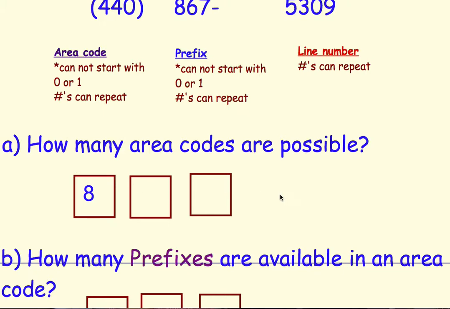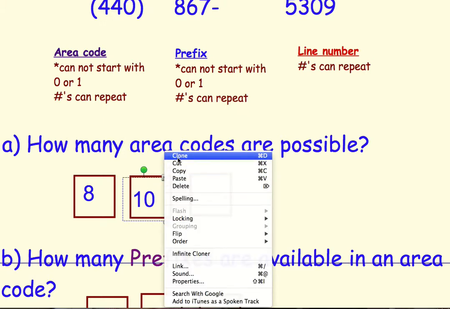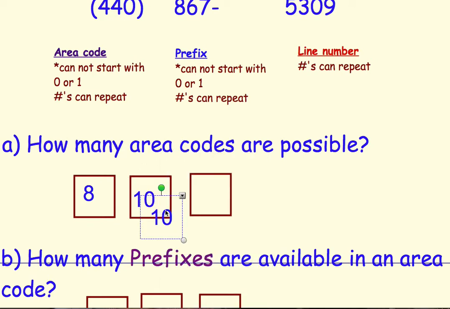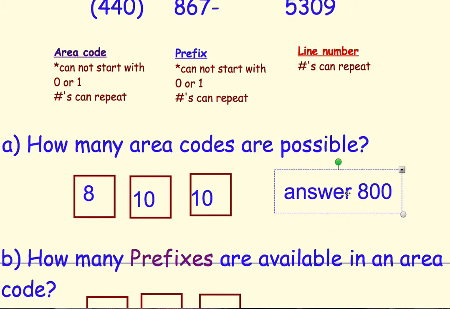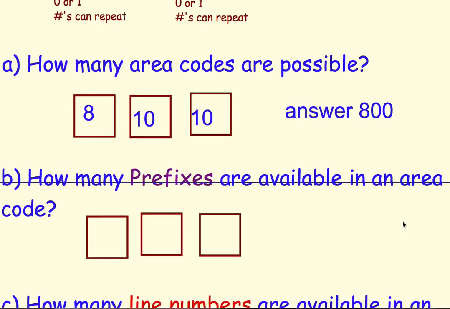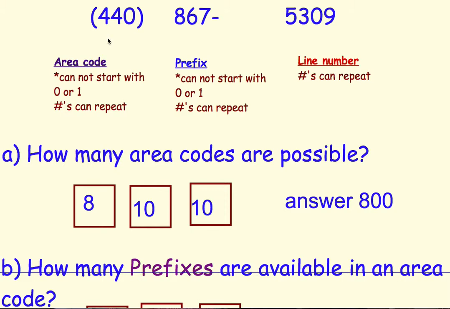Since the other numbers could be repeating, you're going to have 10 options. And since it can repeat, you've got another 10 options. So your answer to this one is 800 possible area codes. And some of them, obviously, they're not going to use in the United States. And with the increase of cell phones, you've noticed that there's been more area codes. So area code is what you start off with.